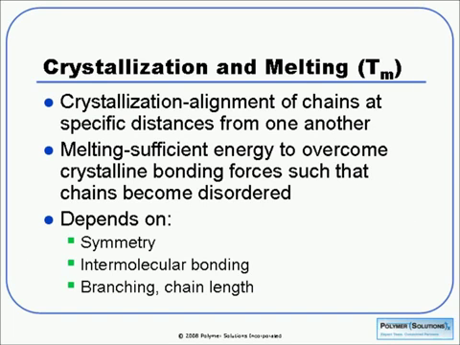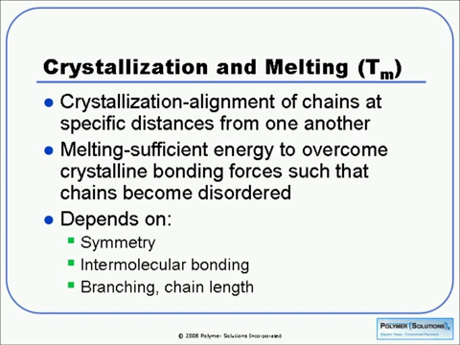Now the other main transition, which is only present in semicrystalline systems, of course, is the melting point, and that goes hand in hand with crystallization. So crystallization we're defining as when you have an ordered structure with some specific distance between chains. When you put in sufficient energy to overcome those bonding forces, we have melting, and simply the chains become disordered and your sample will flow.